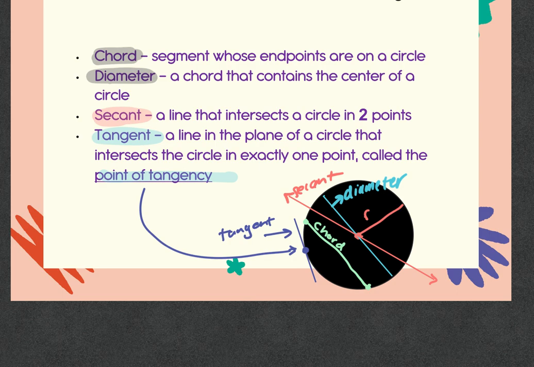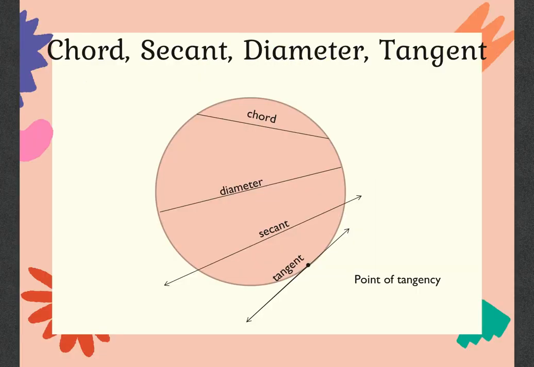All right, so here's your visual. The top one is a chord. It goes from end to end, so both endpoints are actually on the circle. The diameter passes through the center and has both endpoints on the circle. A secant goes beyond the edges of the circle, and it's a line. And the tangent just hits 1 point on the edge of the circle. It's also a line. So tangents and secants are lines. They do not end.